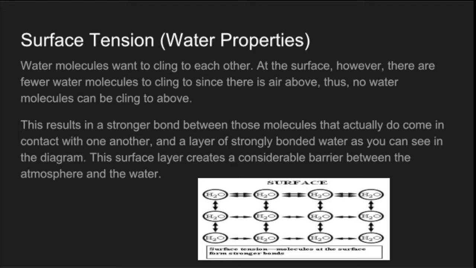Water molecules want to cling to each other. At the surface, however, there are fewer water molecules to cling to since there is air above. Thus, no water molecules can be clung to above. This results in a stronger bond between those molecules that actually do come in contact with one another, and a layer of strongly bonded water, as you can see in the diagram. This surface layer creates a considerable barrier between the atmosphere and the water.